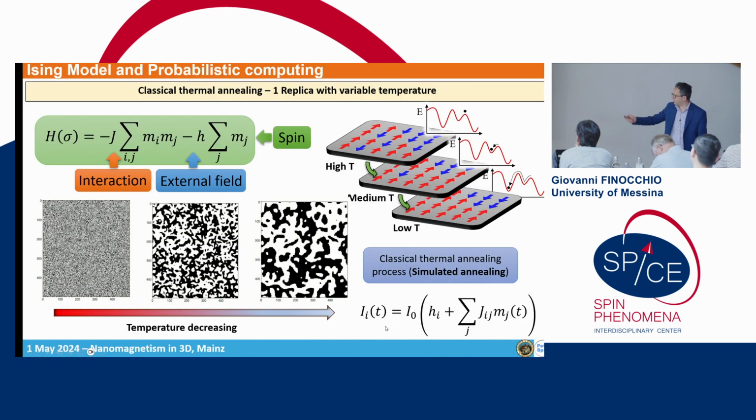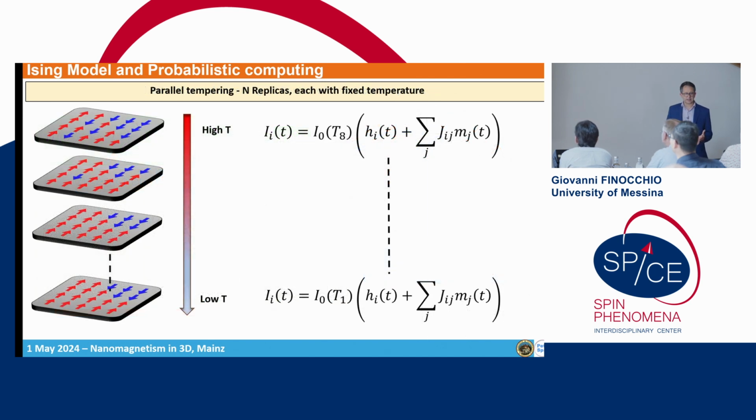These are some examples for spin glasses. You see, you start from a very complex pattern, then as the temperature reduces, you move towards something which is a more realistic configuration of domains. But this is very simple, right? So much more complex approaches are basically parallel tempering.